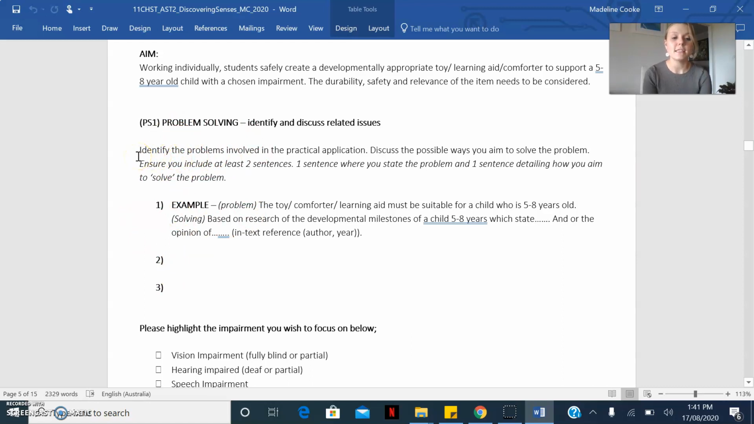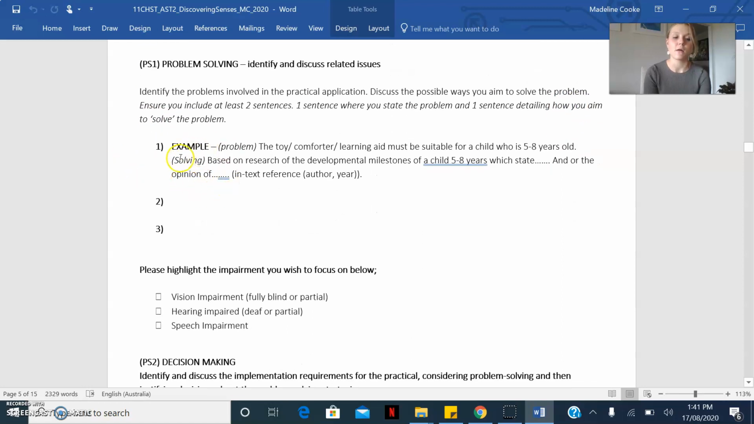So you are going to identify the possible problems involved in the practical application. You're going to discuss the possible ways you aim to solve the problem and ensure you include at least 2 sentences. So 1 sentence is where you state the problem and 1 sentence will detail how you aim to solve the problem. And there's an example below.